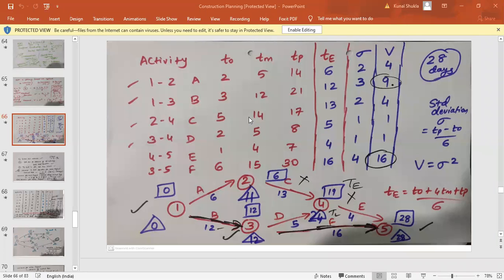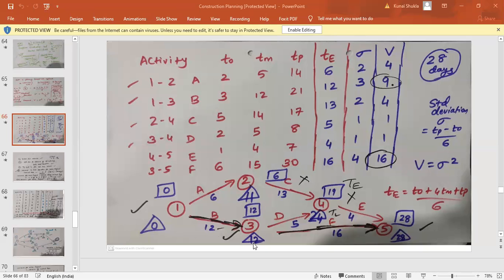Now this, 0 plus 6 is 6, 0 plus 12 is 12, so 6 plus 13 is 19, 12 plus 7, that is 12 plus 5, that is 17, so 19 is bigger. Then 12 plus 16, that is 28, and 19 plus 4, that is 23. So this 28 is the duration of the project. Reverse calculation, 28, this is 24, 11, 12, and 0.